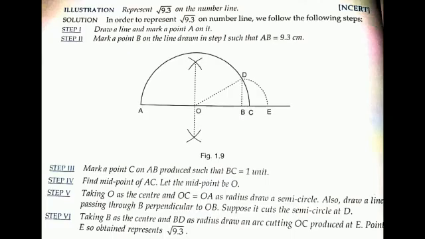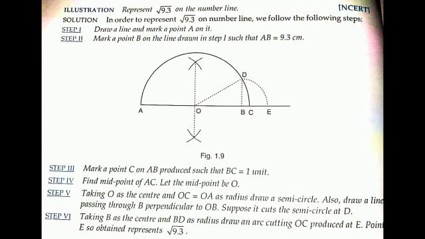Now let us try to understand this by taking one example. I will consider one problem to solve, and here in this problem, represent root under 9.3 on the number line. It is an exercise problem of NCERT. In order to represent root under 9.3 on the number line, we follow the steps mentioned in the algorithm. So according to that, draw a line and mark a point A on it.